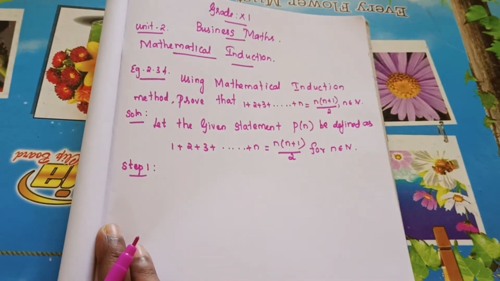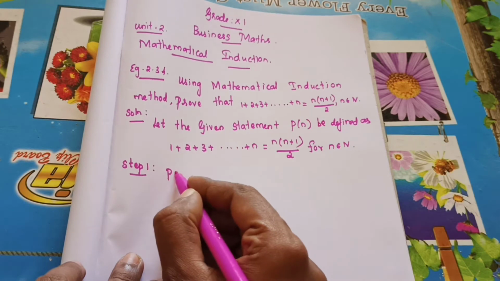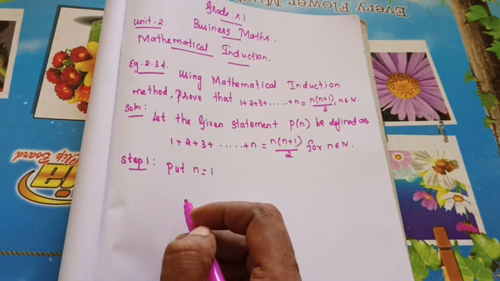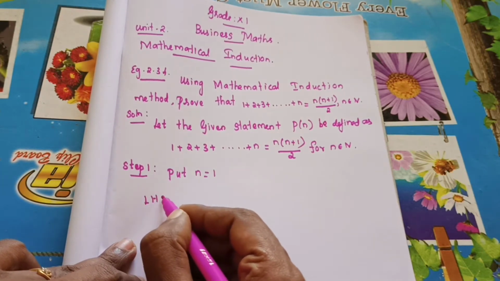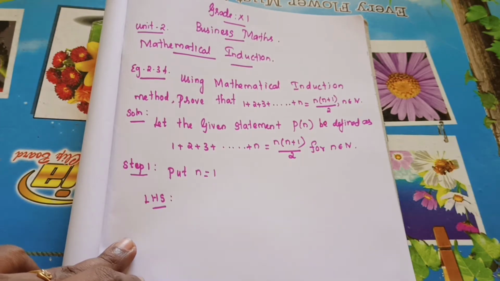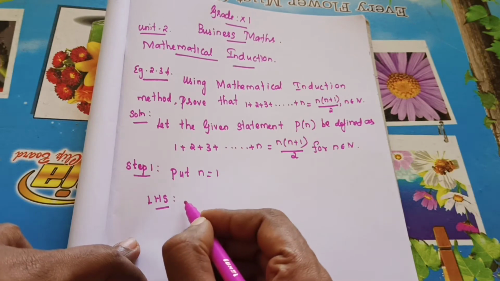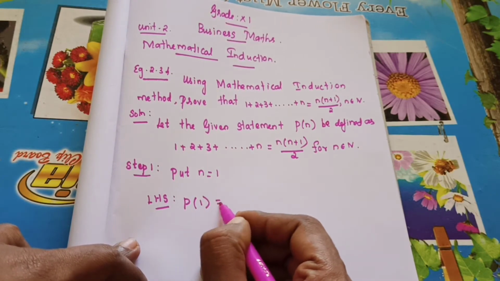Okay, so now in the place of n you need to substitute 1. So put n equal to 1. In the place of n, shall we substitute 1? On the LHS, if you are substituting 1, what will happen? P of n, is it right? So in the place of n you substitute 1, which means LHS P of 1, the value is 1.